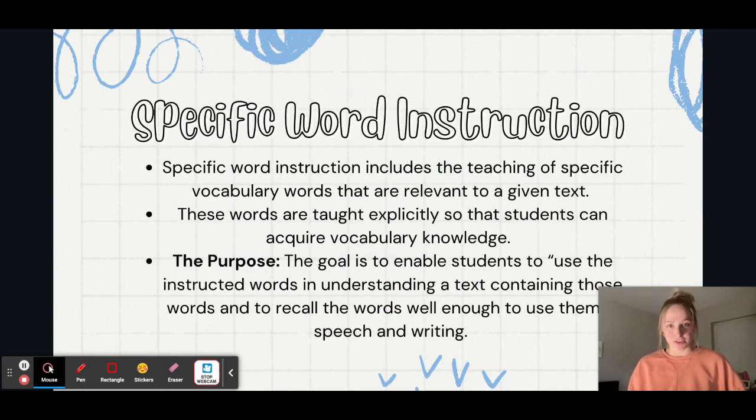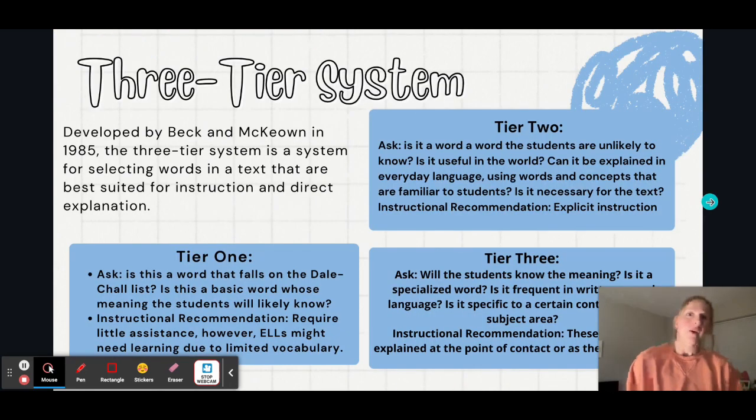What is specific word instruction? Well, specific word instruction includes the teaching of specific vocabulary words that are relevant to a given text. These words are taught explicitly so that students can acquire vocabulary knowledge, meaning they're taught in depth, which we'll talk about later. And ultimately, the purpose of using specific word instruction is so that students can find understanding in a text containing those words, so that they can recall them well enough to use them in their own day-to-day lives. And it also helps with their reading comprehension. With that being said, we're going to figure out the how and why.